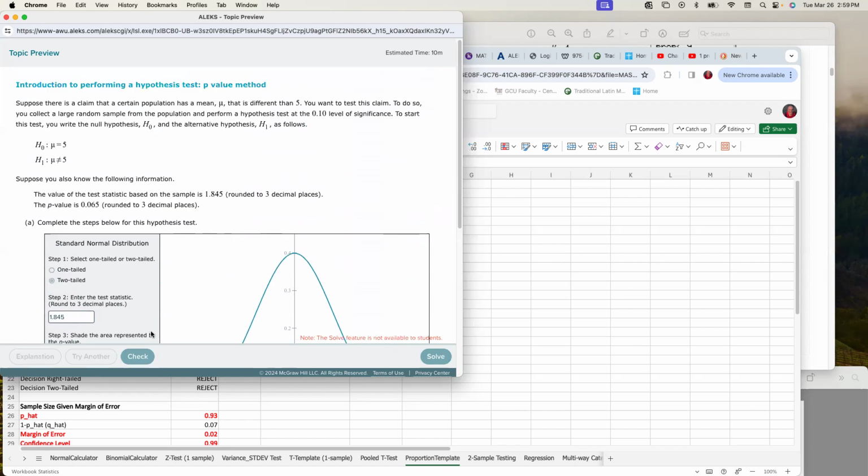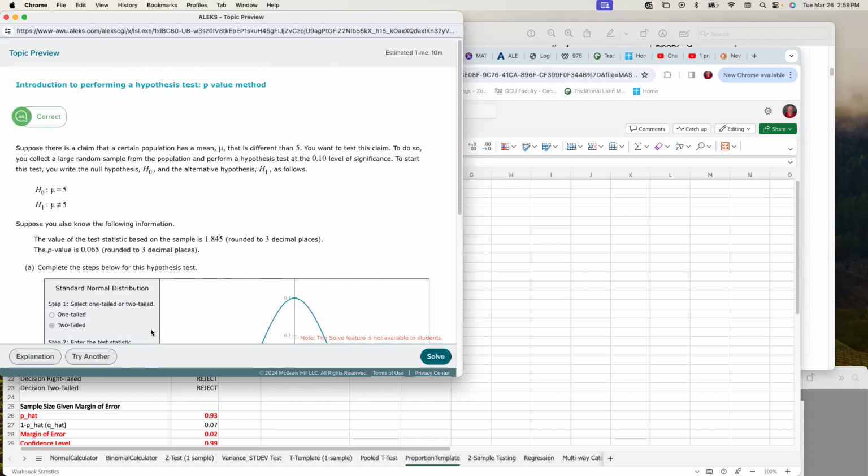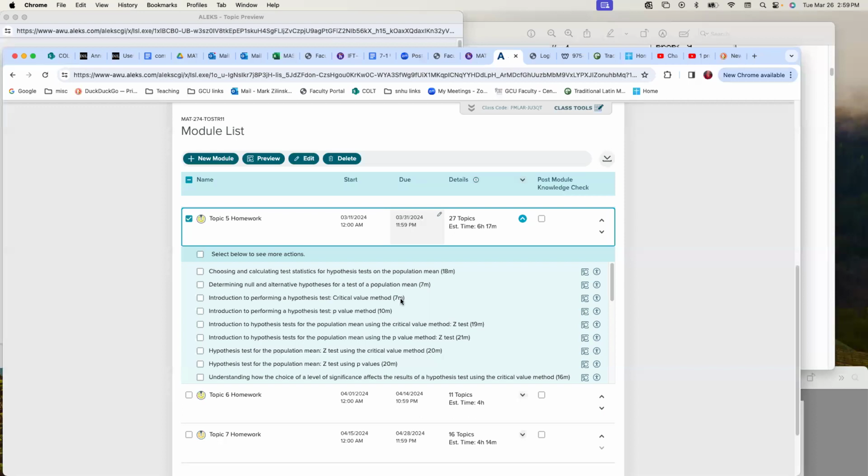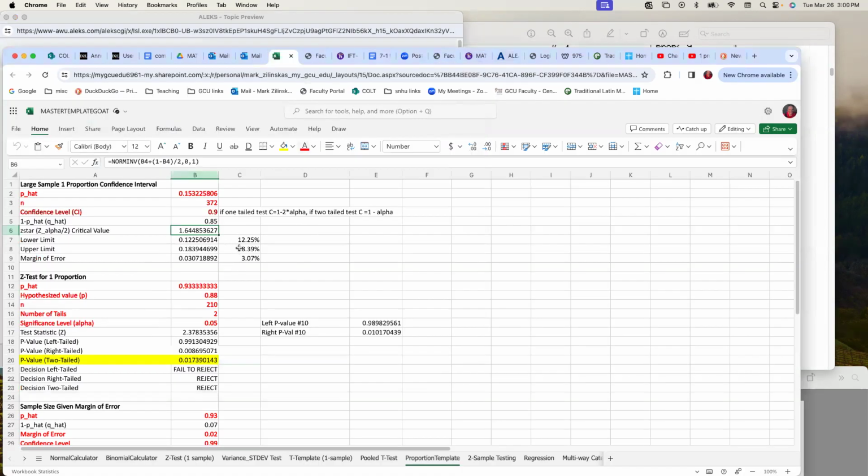We'll go ahead and check it just to double check and make sure I did everything correctly, and sure enough, we have it. So that's one using the p-value method. Notice there wasn't really any reason to use my template here. It wasn't necessary for that problem. They're just giving you those components and focusing on the basic structure of what you're doing.